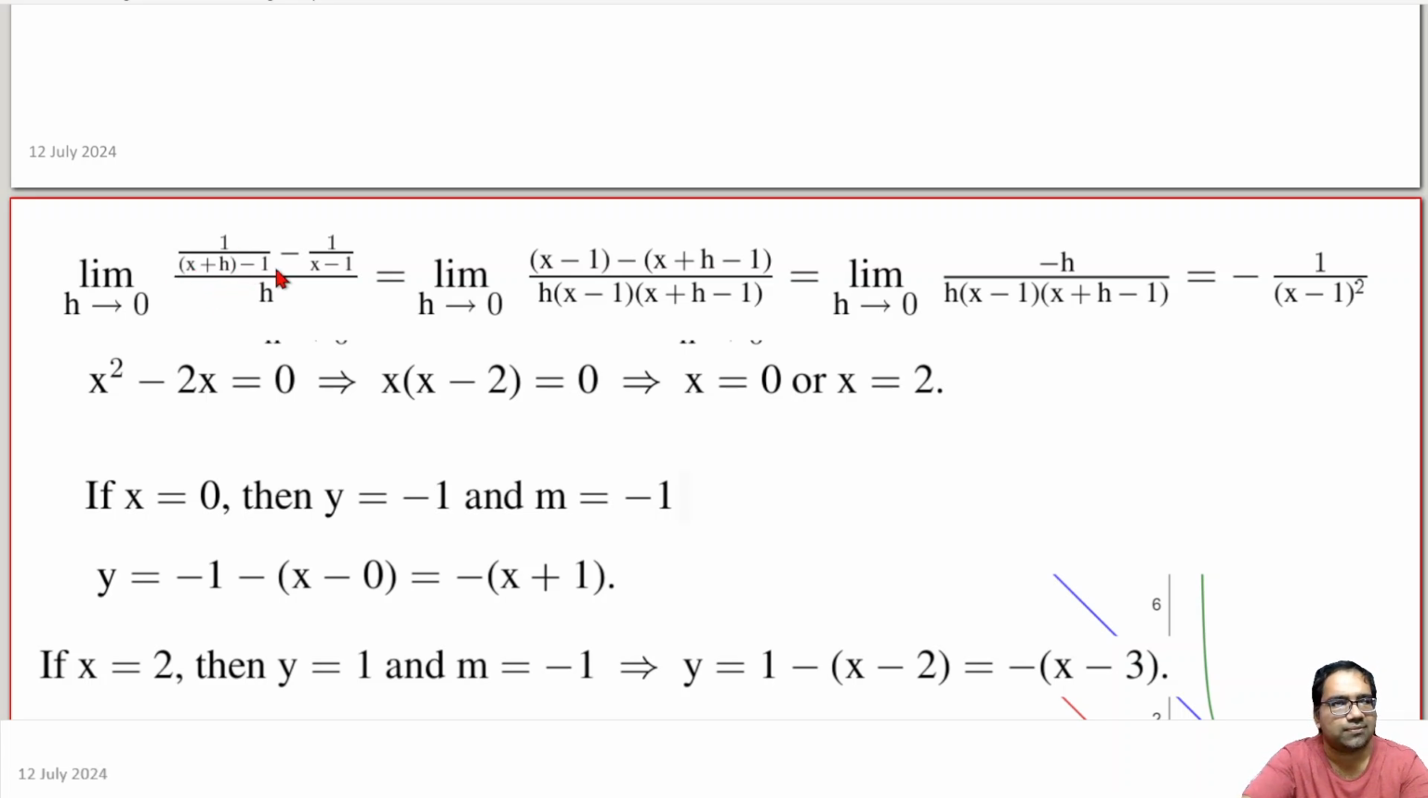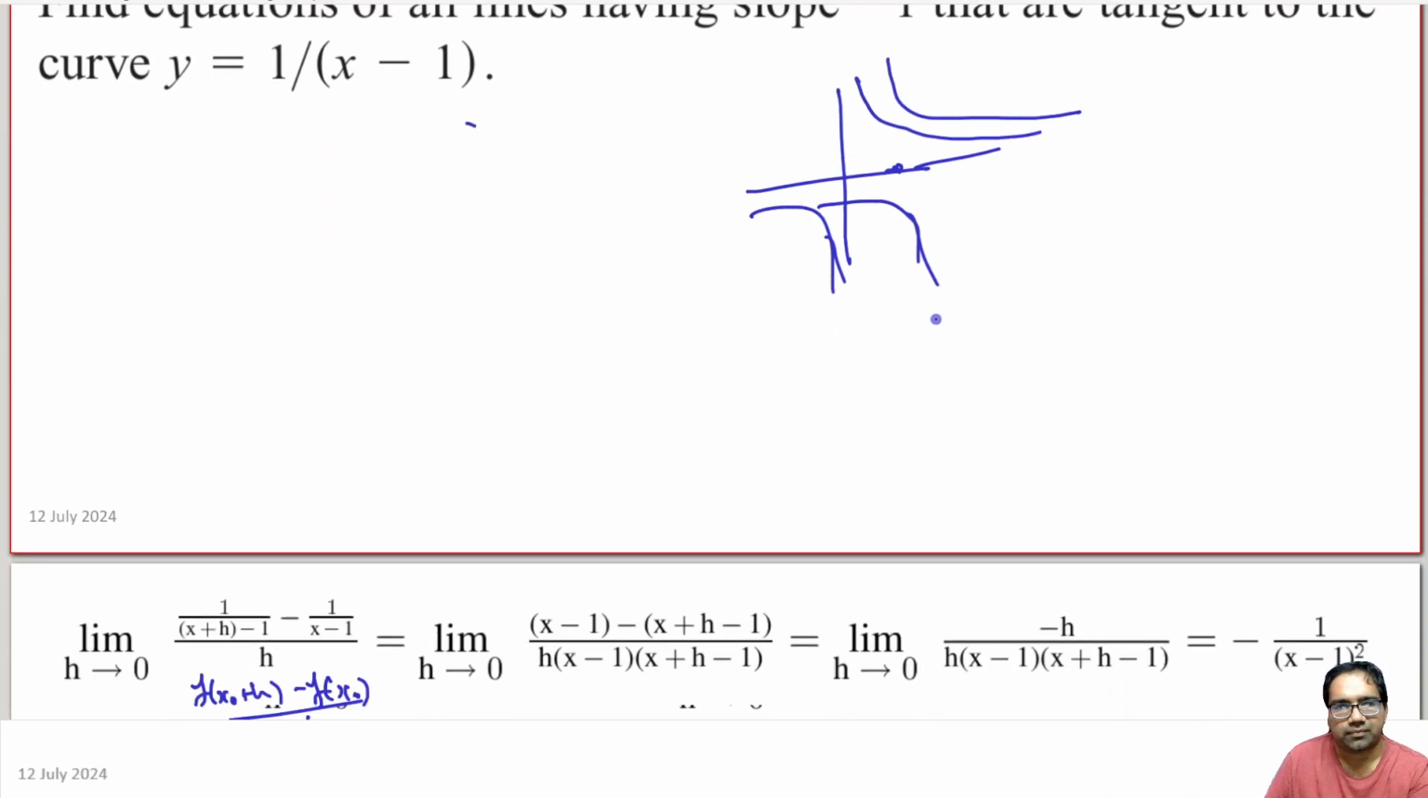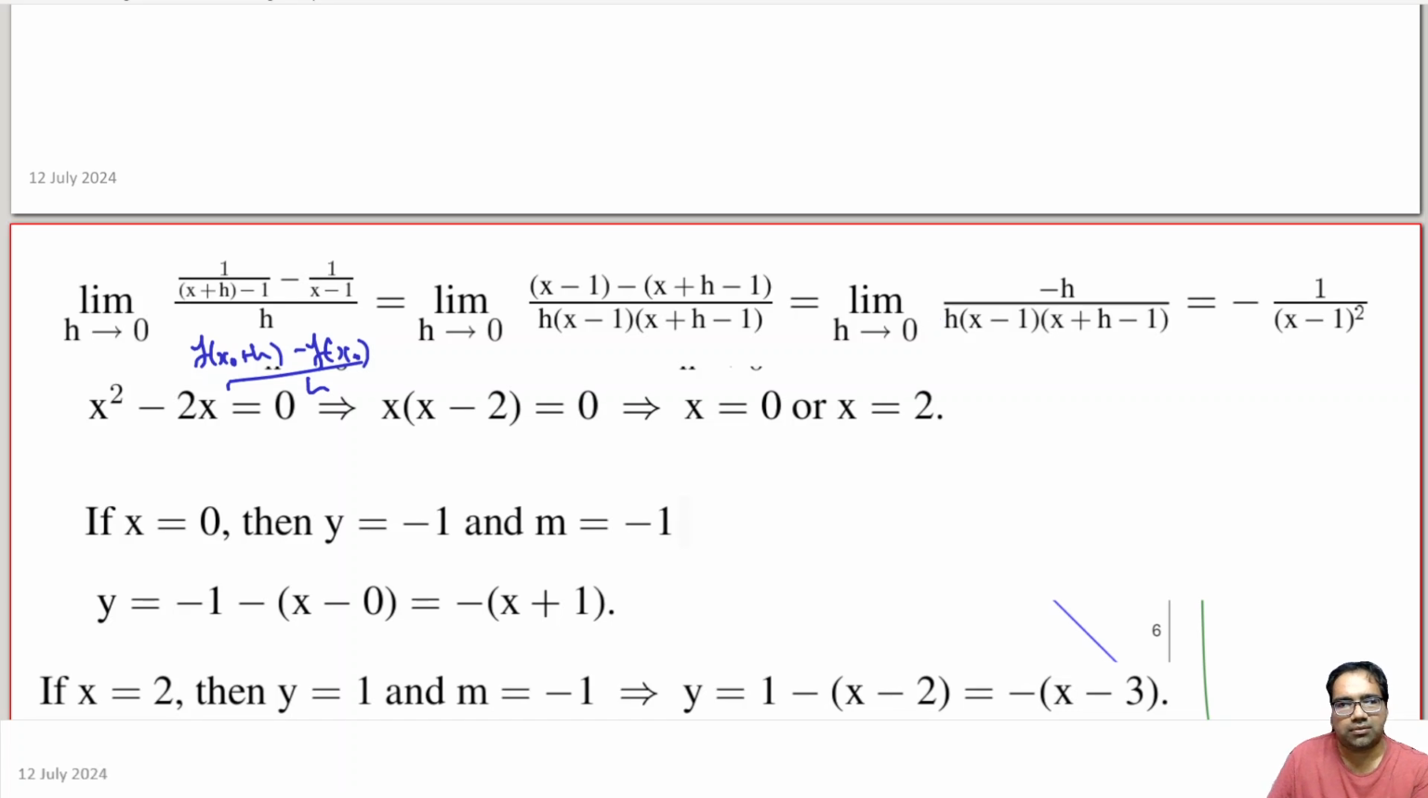1 by (x plus h minus 1) minus 1 by (x minus 1), whole by h, that is f of x naught plus h minus f of x naught. Instead of x naught, we are directly putting x. If we try to simplify, we are getting minus 1 by (x minus 1) whole square. Right. This should be equal to the slope that is given. The slope should be equal to minus 1.